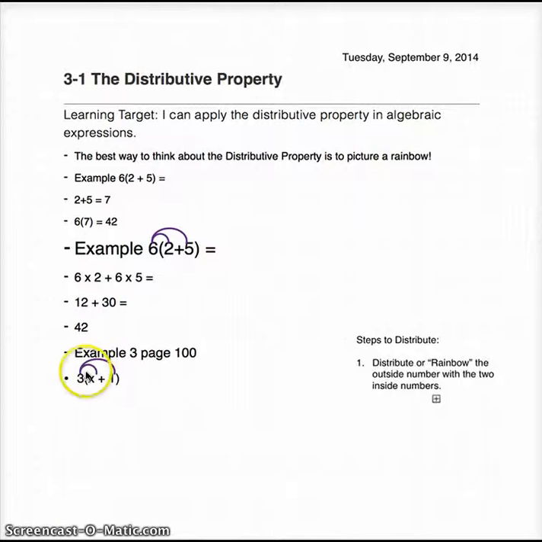Okay, so right here in purple again, I have distributed the outside number with the first inside number and the second inside number. I drew my first little line to the 3 and the x, and then the bigger line from the 3 to the 1. That's my first step.